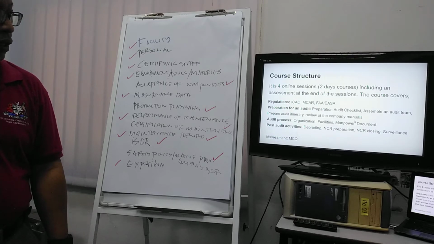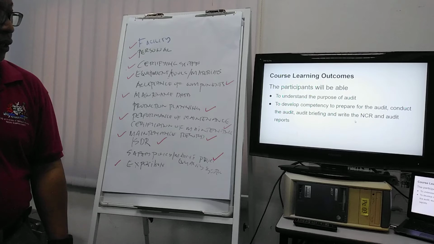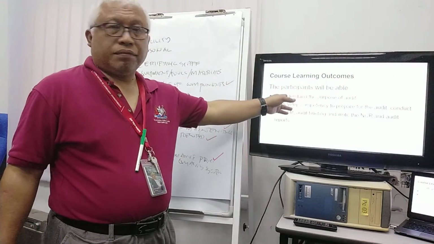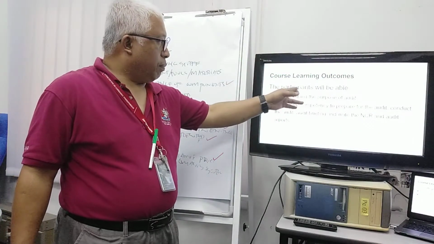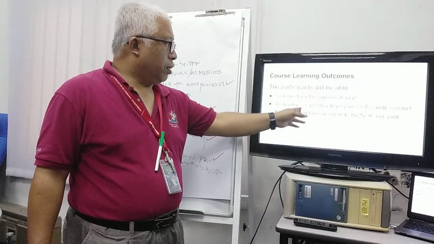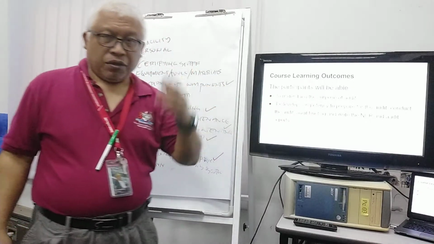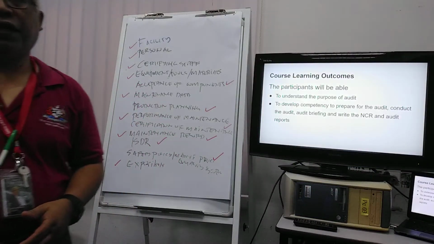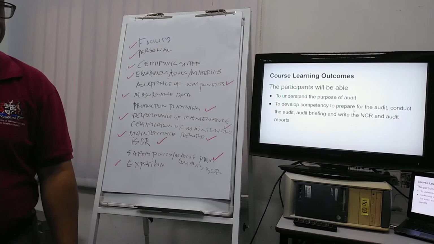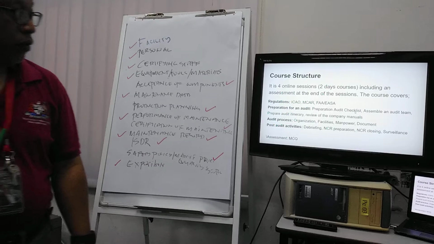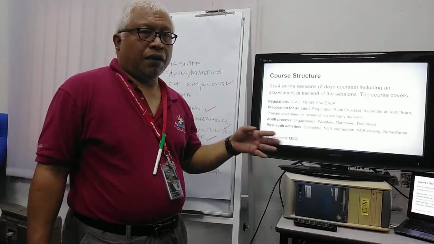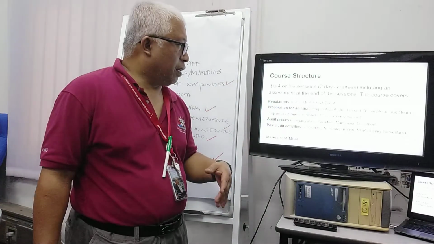Okay, now, let's go back to the course. You see the screen, right? The course learning outcome: participants will be able to understand the purpose of audit, develop competency to prepare audit, conduct audit, audit briefing, and write NCR and audit report. I have to give as much information here online, but basically the best is to be done face to face, so just bear with me. For structure, we have 4 online sessions over 2 days: yesterday morning and afternoon, and today morning and afternoon as well.